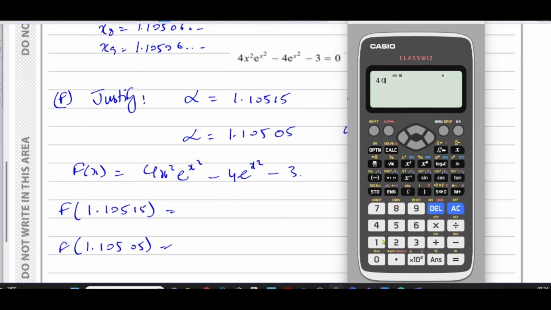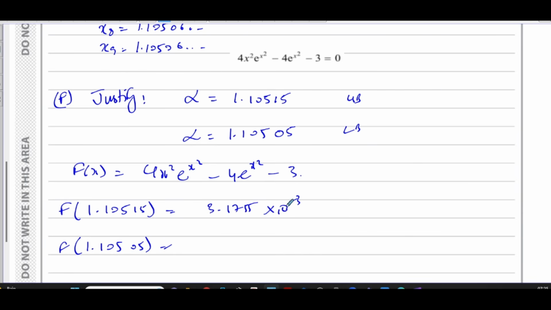So we have 4 times 1.10515, and that squared, times e to the power of 1.10515, and that squared, okay, e to the power of x squared, minus, we put the space first, then minus 4 times e to the power of 1.10515, and that again is squared, and then spaced and minus 3, and that gives us 3.1755 times 10 to the power of minus 3. Okay, so that's a positive value.